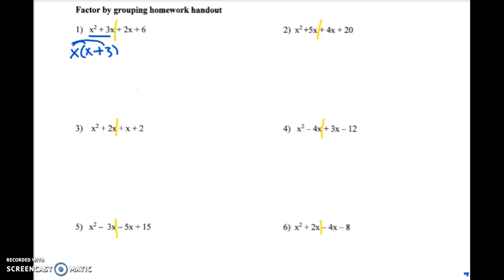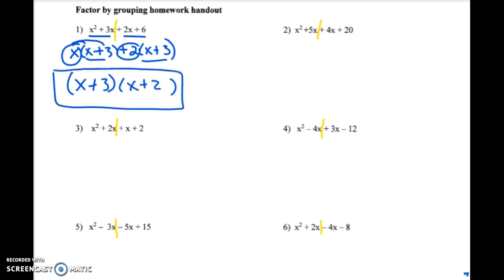Now I go to the second 2 terms, and I ask, what do they have as their greatest common factor? In this case, 2. So I factor out a 2. There was a plus here, so I'm factoring out a positive 2. And I'll get x plus 3. Once I do this, I should have 2 common binomial factors, in this case x plus 3. I'll bring that out to the front, and my other binomial factor will be what's left, in this case, an x plus 2.